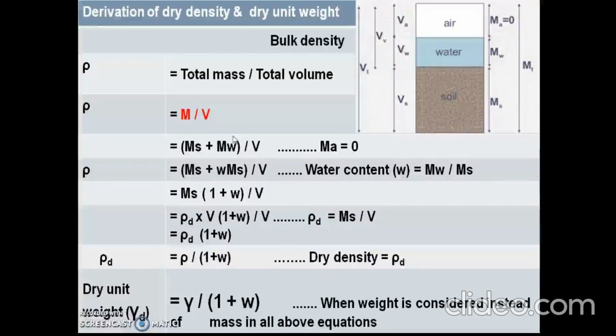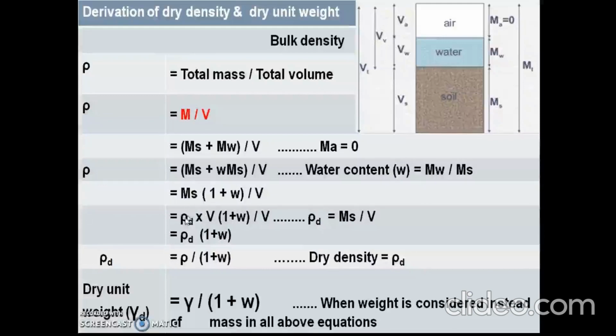How do we represent MW in terms of water content? We already have defined water content, that is ratio of mass of water to mass of solids. Hence, mass of water MW is equal to water content into MS. Hence, replace MW by W into MS. Rest of the terms as it is. Take out MS, which is common term. So, MS into (1 plus W) divided by V is written.